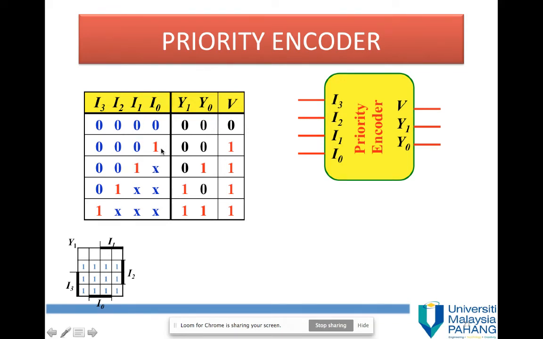So this is the example of a priority encoder. If you have, for example, these two active inputs, it will follow the higher order, which is I1. So the output is 0, 1. If you have 1 at I2, this is 1, 0, and I3 is 1, 1.